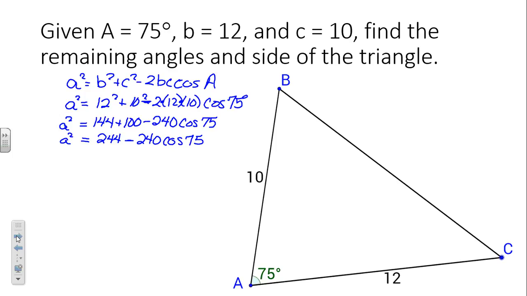So your calculator, though, is hopefully, I think all of you have a smart enough scientific one, but also your graphing calculator is smart enough to know the order of operations here. So 244 minus 240 cosine 75 will get us a big number like 181.88.